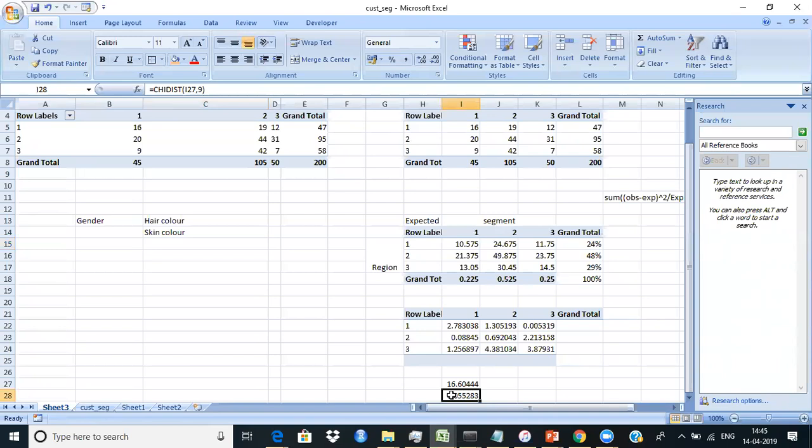Sir, in this example, gender and hair color, the first chi-square test will be between gender and hair color, and then hair color and skin color? No, gender and hair color, and then gender and skin color. I want their relationship with gender, right? Gender is common here. If you do a chi-square test between hair color and skin color, it will give you the relationship between hair color and skin color. I don't want that. I just want to know, out of hair color and skin color, which one is more related with gender. Do you understand? Yes, yes.